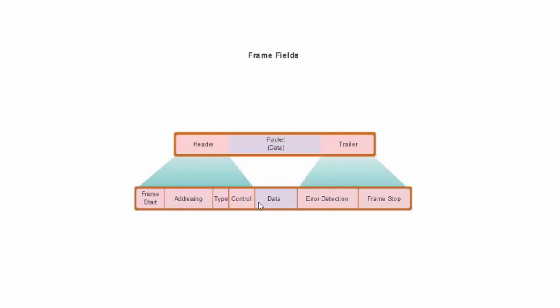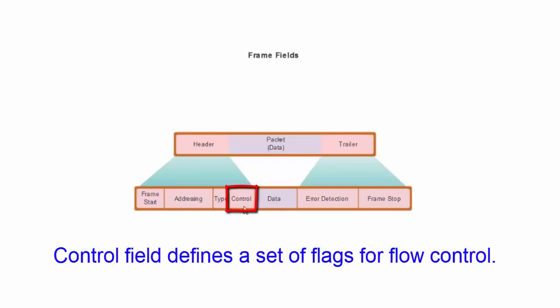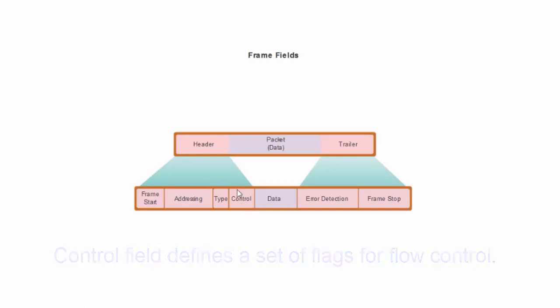The control field defines a set of flags and values to facilitate flow control, and this is used between the sender and receiver to make sure that the speed of transmission is not overwhelming to the receiver. As we have defined before, flow control is concerned with the pace of transmission of the frame.